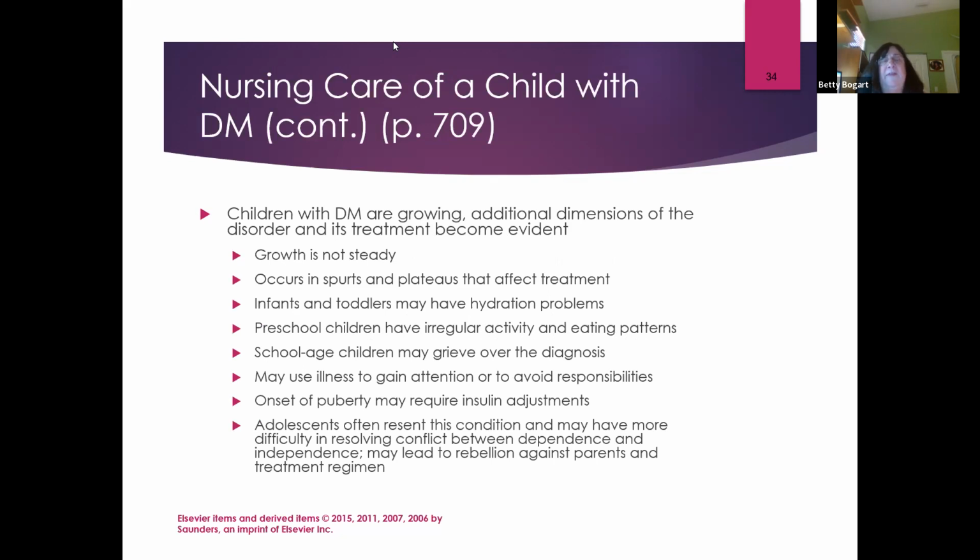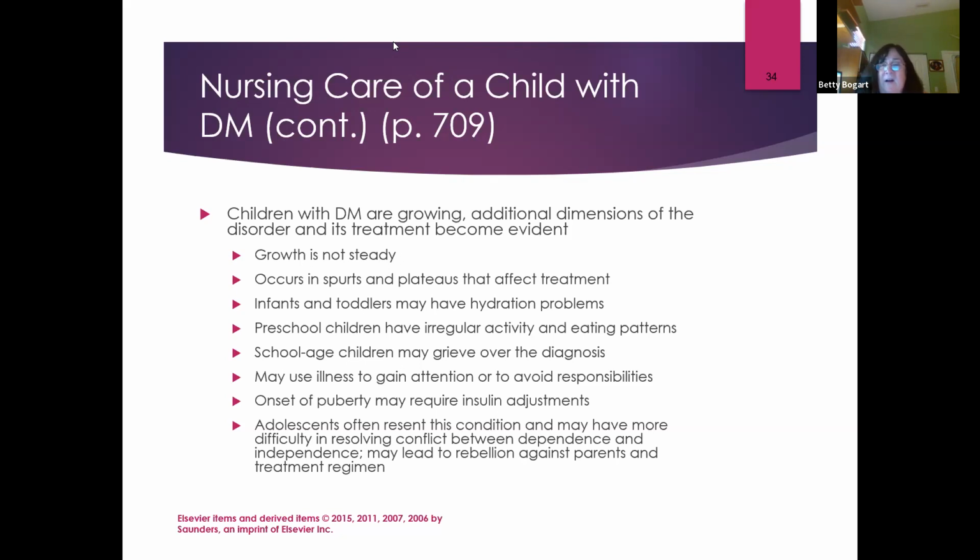So remember, with diabetes, you're going to have these blood sugars that are up and down. So growth is not going to be steady. It's that spurts and those plateaus that go on there. We know that sometimes there's problems with keeping them hydrated. Kids have what we call irregular activity and eating patterns. Some days they eat a lot, sometimes they don't eat at all. Sometimes they're active, sometimes they're not, or sometimes all the time. So all of these things play a part in trying to keep a blood sugar the way that it should be.